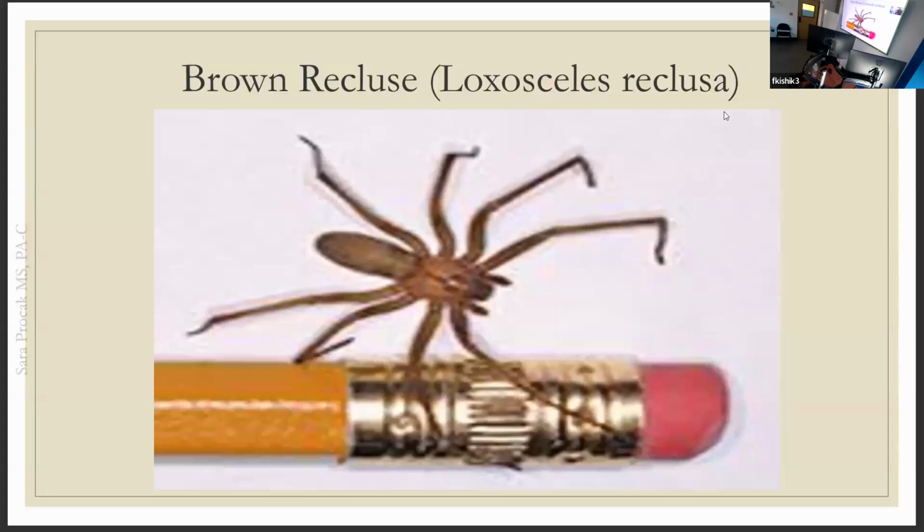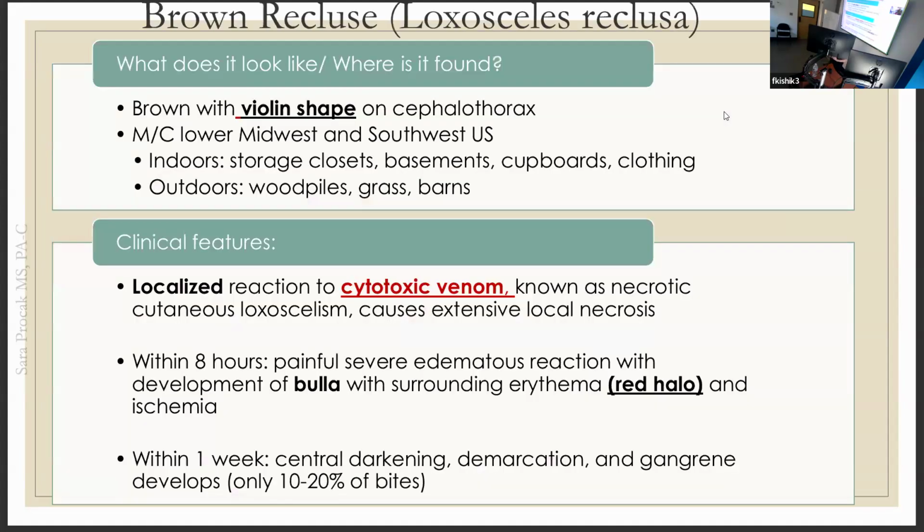If it is outside, it's going to be in grass, like barns, more fields like that, wood piles. So what happens when this spider bites you? Well, it's going to inject a cytotoxic venom. Remember that. Brown recluse, cytotoxic venom. It's going to cause a reaction at the site of the bite. No systemic effects really, just where the bite is.